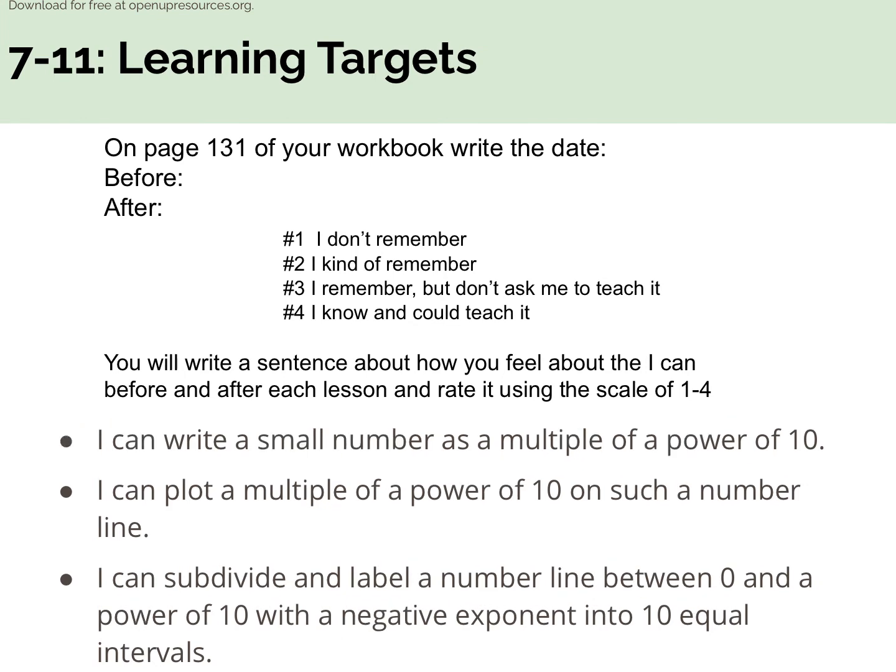Still stay on that page, and we're going to read lesson 11. I can write a small number as a multiple of a power of 10. I can plot a multiple of a power of 10 on a number line. And I can subdivide and label the number line between 0 and a power of 10 with a negative exponent into 10 equal intervals. So we're going to cover a lot of stuff. It's actually going to be quite short, but we're still covering a lot. Give yourself a sentence, also giving yourself a number. So 1, I don't remember. 2, I kind of remember it. 3, I do remember it. And then 4, I can teach it to my friend.